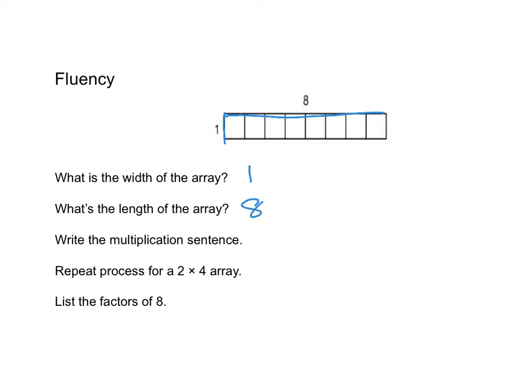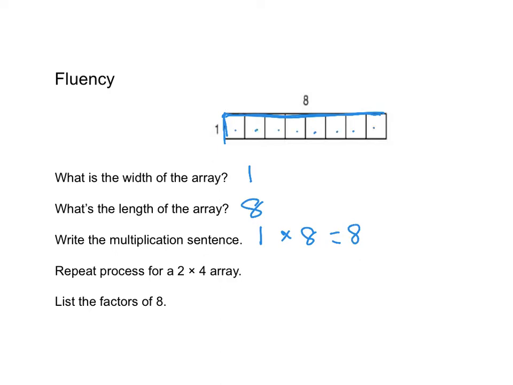So I want you to write a multiplication sentence that would match this array. And this is, again, as I always say, a place to pause the video if you need to write these things down. The multiplication sentence for this would be our width times our length, which would be 1 times 8. And if we happen to know that that is 8, if we were to count 1, 2, 3, 4, 5, 6, 7, 8, we've got it.